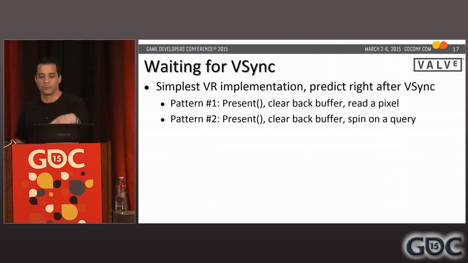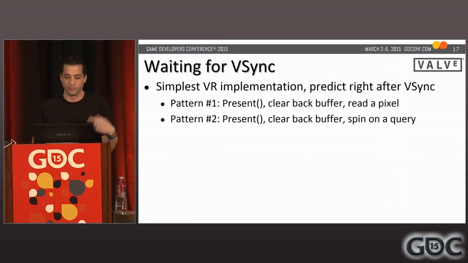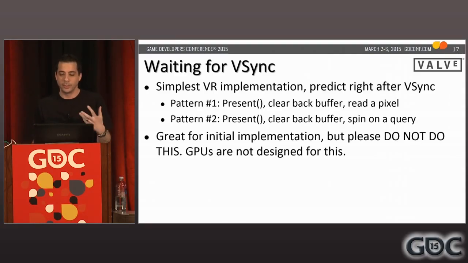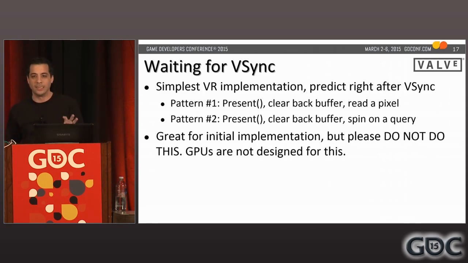Another way to do it is instead of reading a pixel, you can spin on a query, right? You can present, clear the back buffer, inject a query, and spin on it. And it's great for initial implementation. We keep this in the engine because it's a great thing to just go back to vet latency issues because it's a rock solid way to do it. But don't do this in a shipping product. It's really bad. GPUs are really not designed for this.